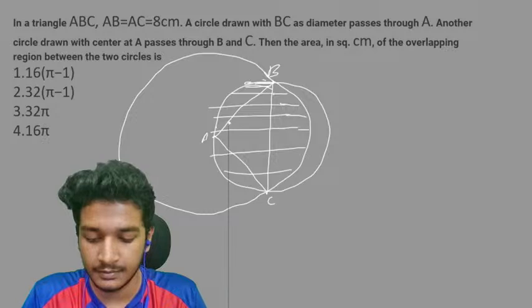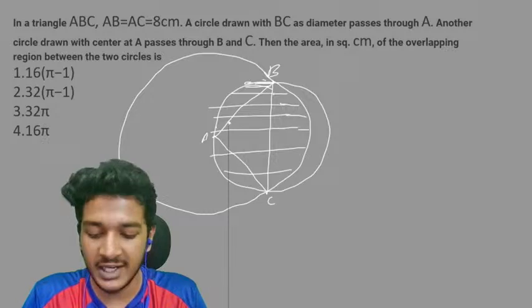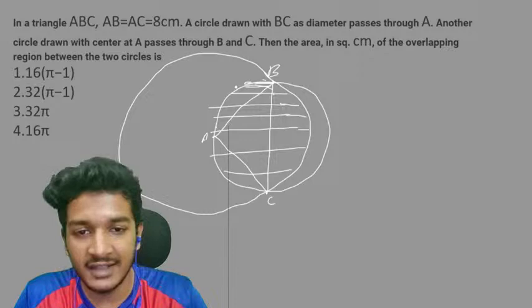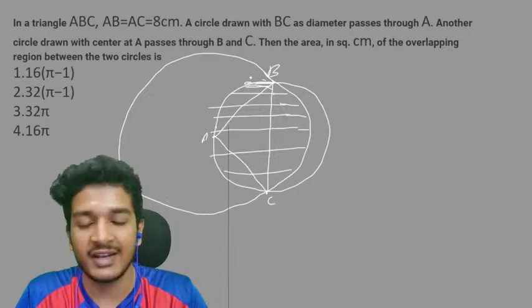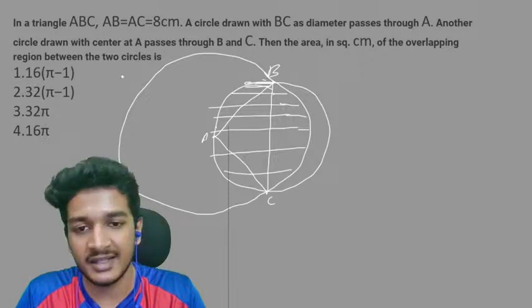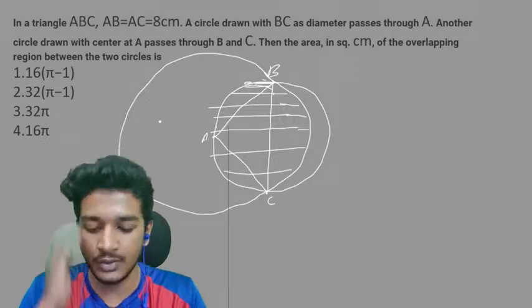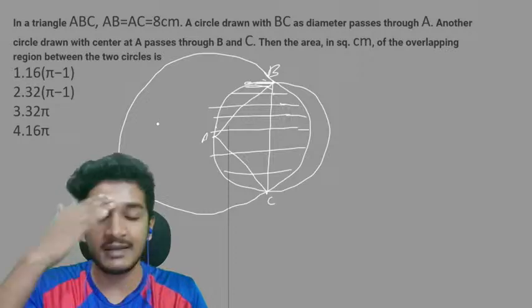Okay, Varun says area of circle 1 minus area of circle 2. No, Varun, because if I take this entire area and I subtract this entire area, I will get a negative value if you think about it, because the area of circle 2 is way more than the area of the smaller circle.